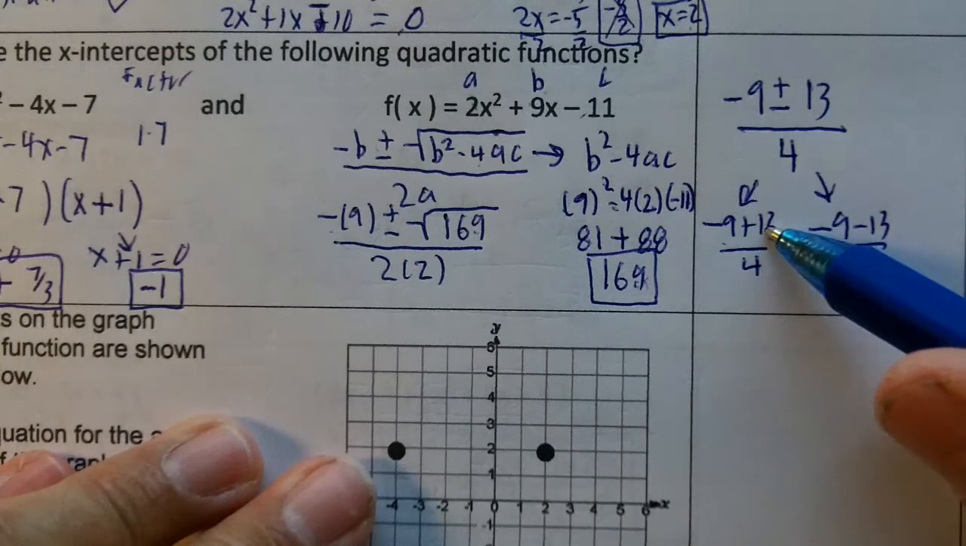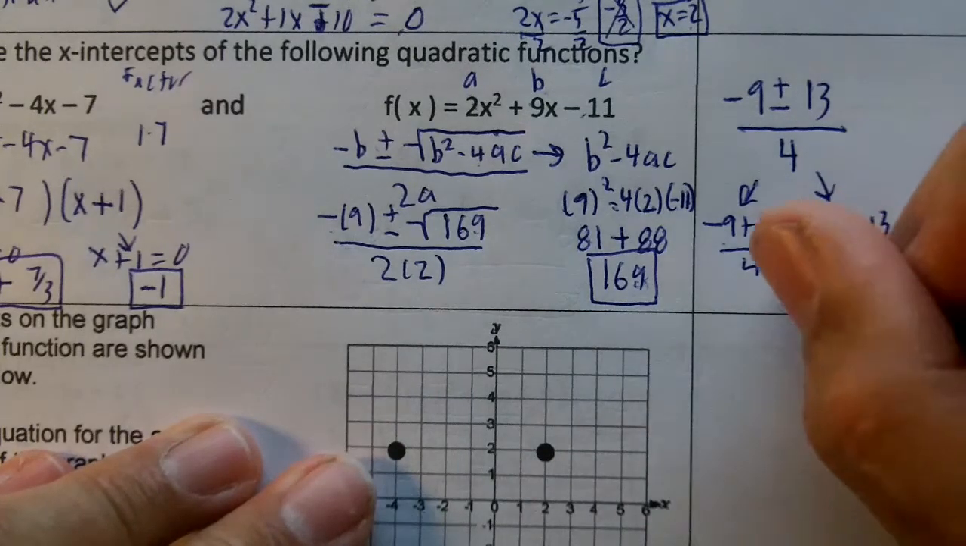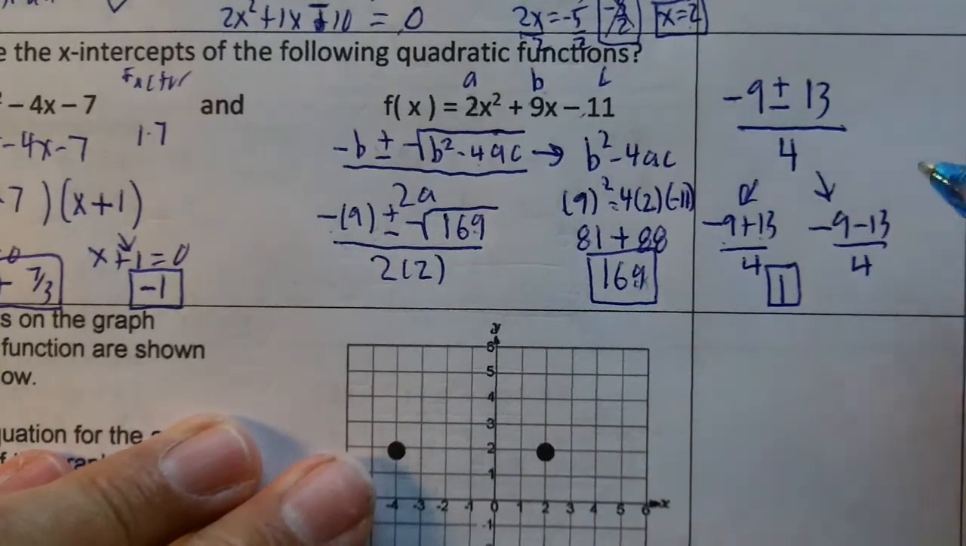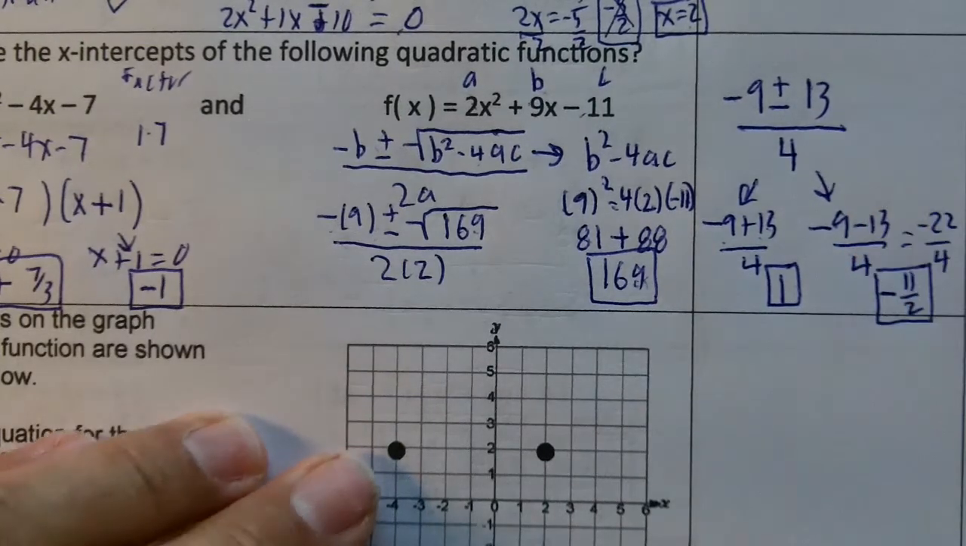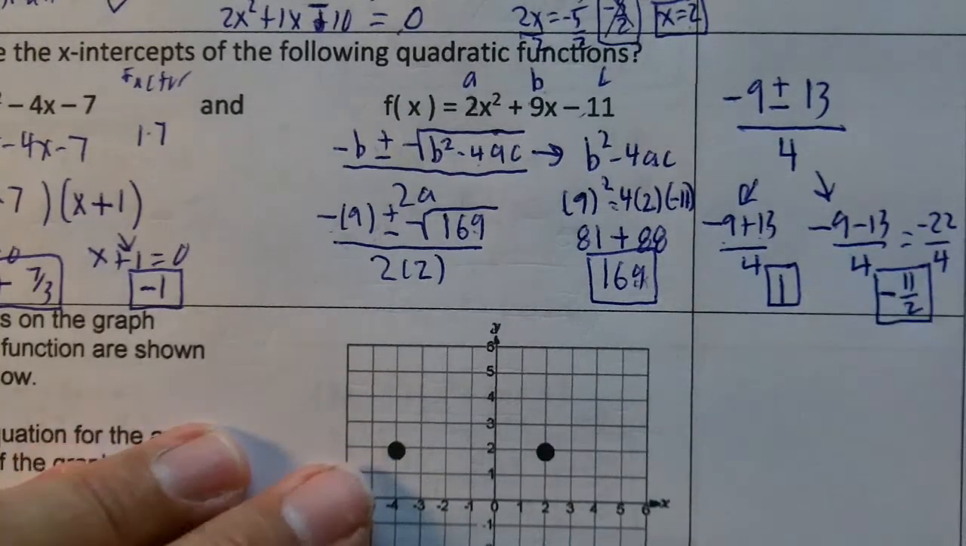Negative 9 plus 13 is 4. And 4 divided by 4 is 1. That's one of our roots. Negative 9 minus 13 is equal to negative 22 over 4. And if you punch that in the calculator, that simplifies to negative 11 over 2. So these are our 2 roots, aren't they?